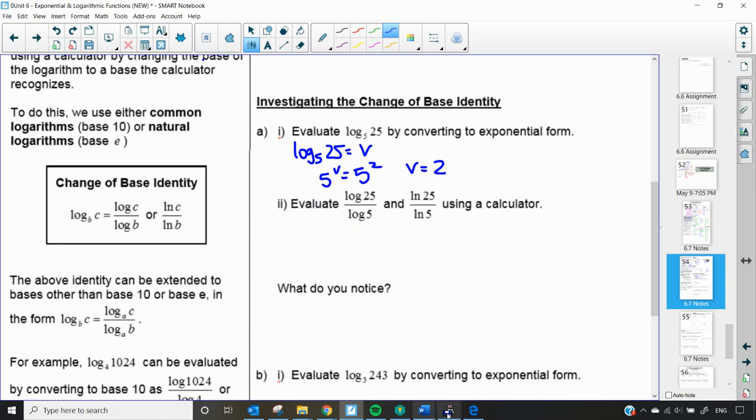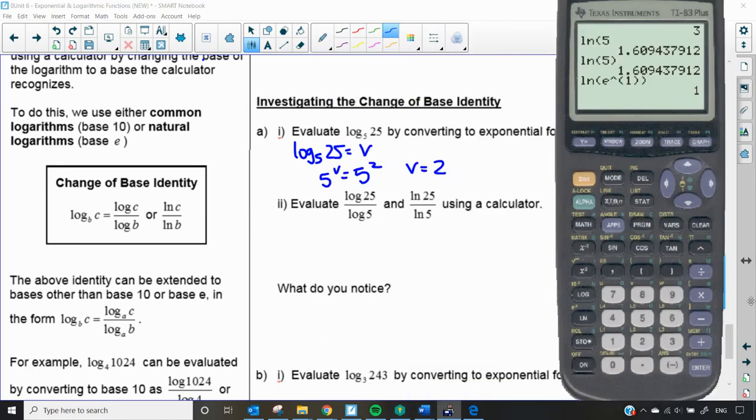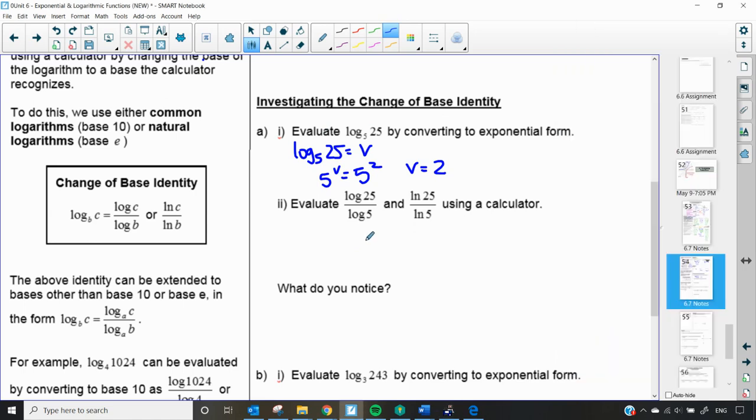Now if we go on to our calculator, we can type in log of 25 divided by log of 5, and we also get 2. We can also type in ln of 25 divided by ln of 5 and get the same answer. Again, it doesn't matter whether we're using the log or the ln because we still have the same base in our numerator and our denominator. So we still get 2. And so what you should be noticing is that they are the same.